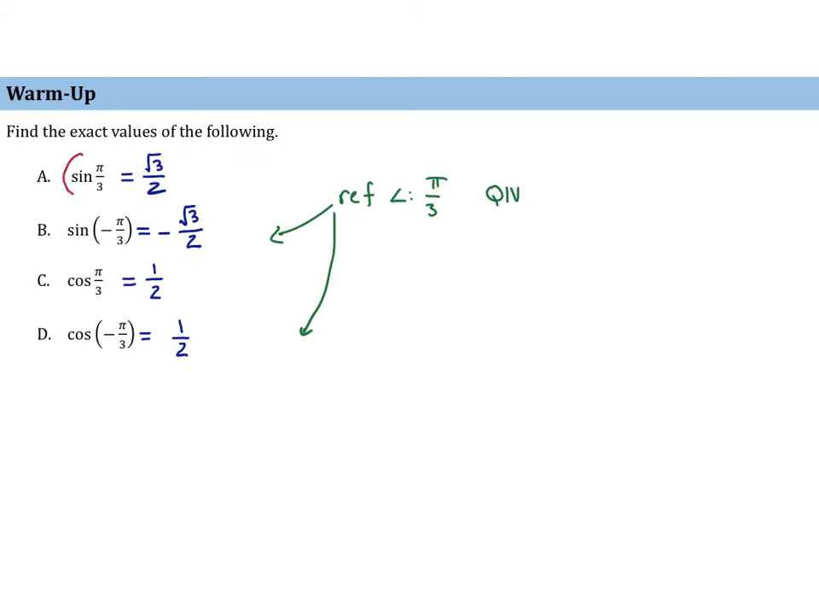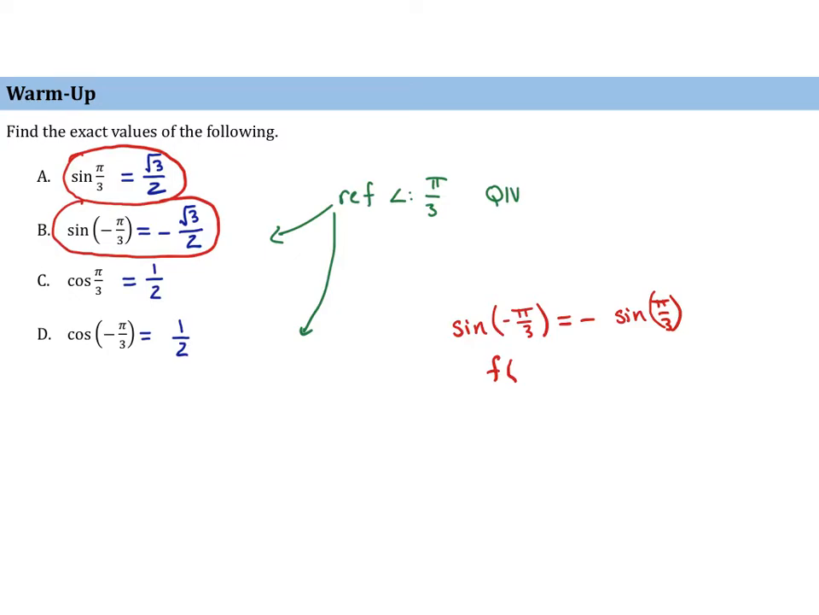So notice sine of pi over 3 and sine of negative pi over 3 are not the same. In fact, the sine of negative pi over 3 is the same thing as the sine of pi over 3, but it's negative. So this might remind you of f of negative x is equal to negative f of x.